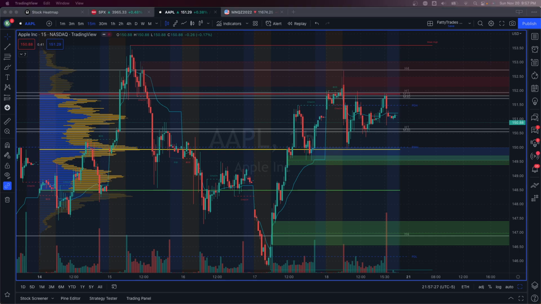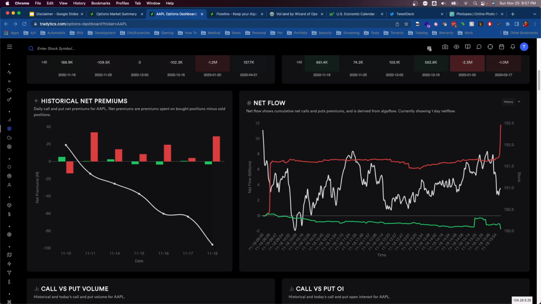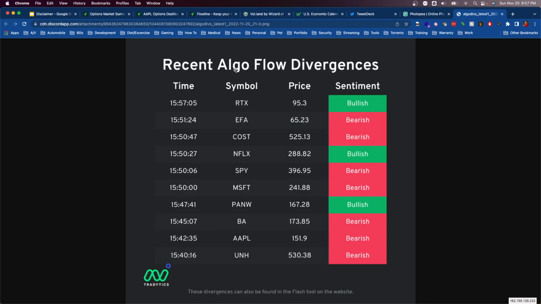Not to mention, this divergence was actually picked up. If we look at the algo flow divergences on TradeEdX, which you can get from the Discord, we can see that this Apple divergence was shown, the flow diverging from the price action, which called that out. And this is always a great way to get an initial watch list to pore through.